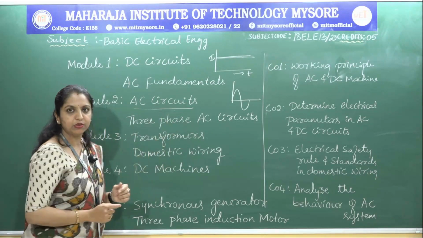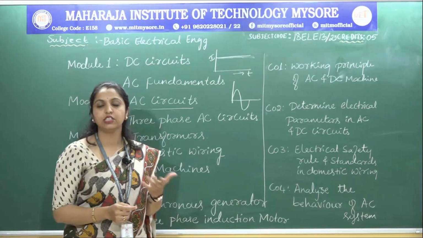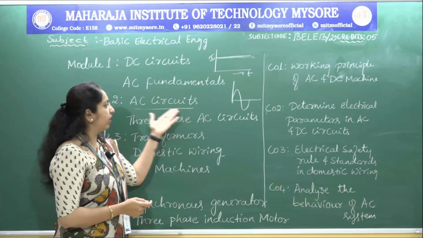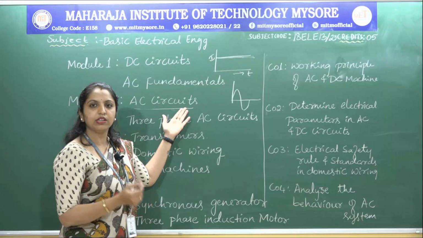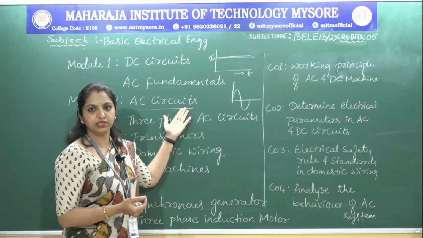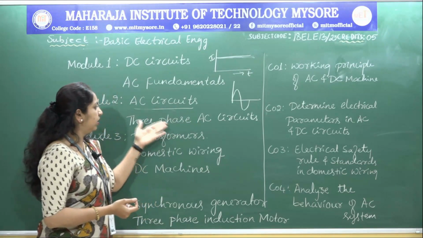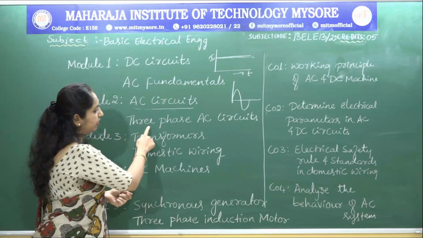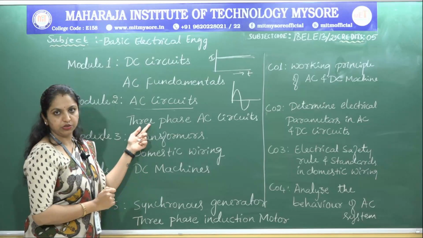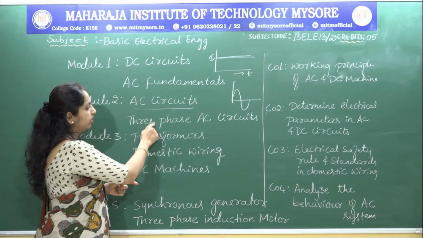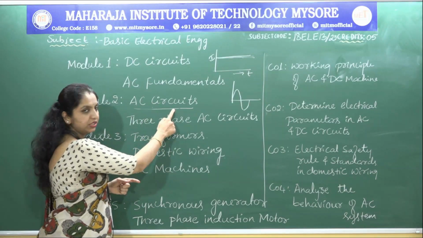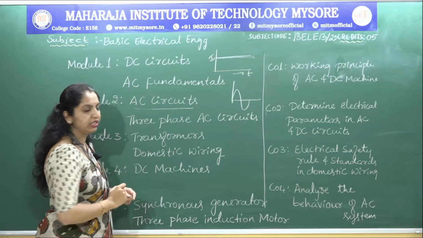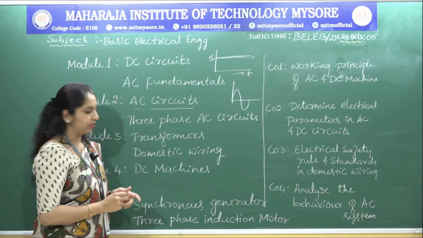In module 2, you have AC circuits. As I have already told you, the circuit which has an AC source of energy is nothing but an AC circuit. Whenever we consider an AC circuit, it is understood that it is a single phase AC circuit. In the first chapter in module 2, we have single phase AC circuits, and in the second chapter, three-phase AC circuits.